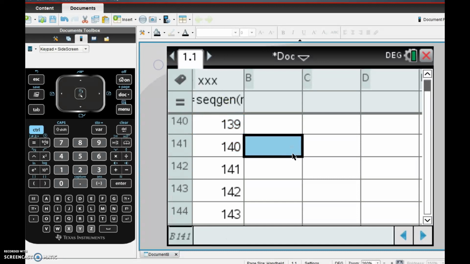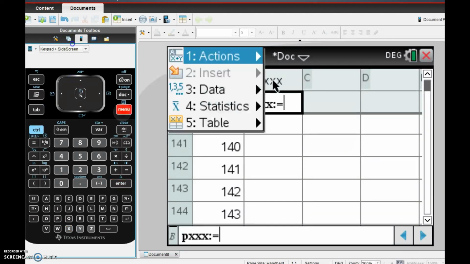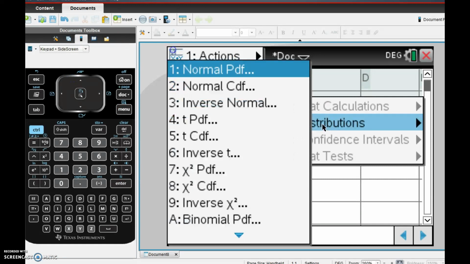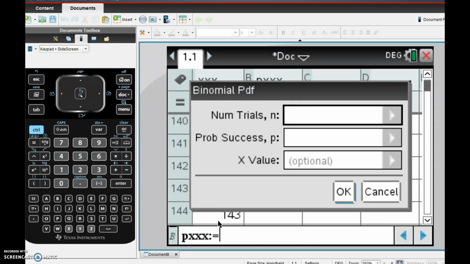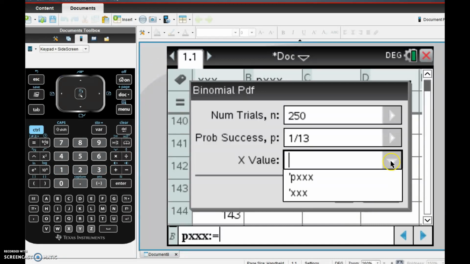Again, I wouldn't worry too much about this, but now I want to calculate each of those probabilities. So I'm going to put in a formula: Menu, Statistics, Distributions, binomial PDF. Now, why do I want to do a PDF? Because I want to calculate each one of these individual rows. You use PDF when you want the probability of getting exactly that many successes. You use CDF when you want a range. So there's 250 trials. Probability of success is 1 out of 13. And then for this, I'm going to put in those X values.